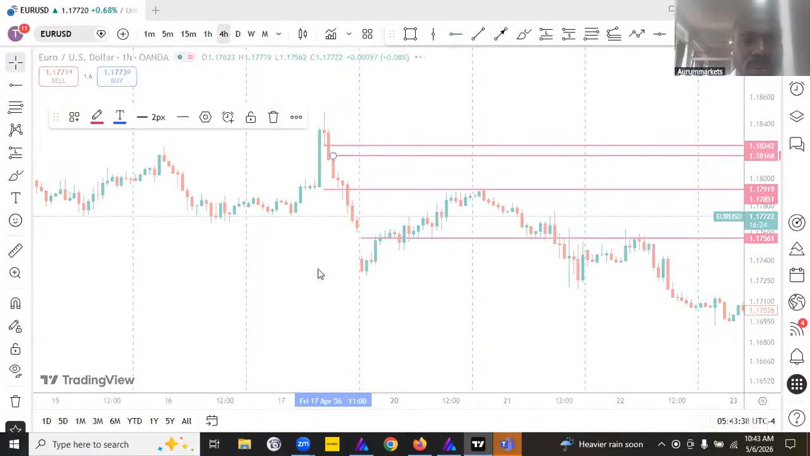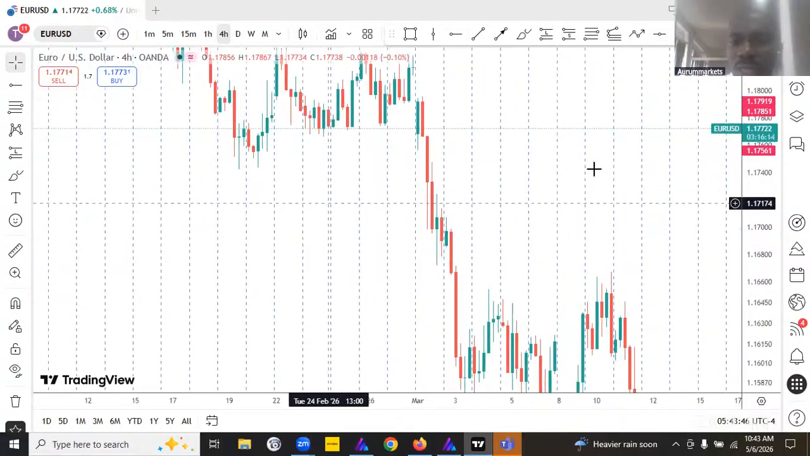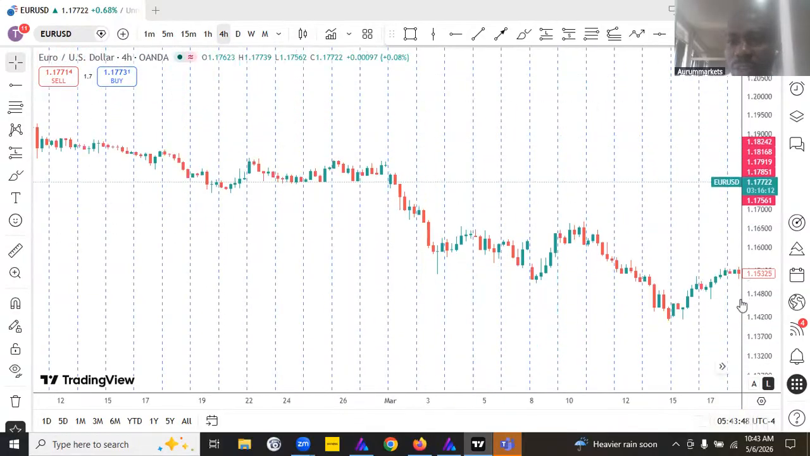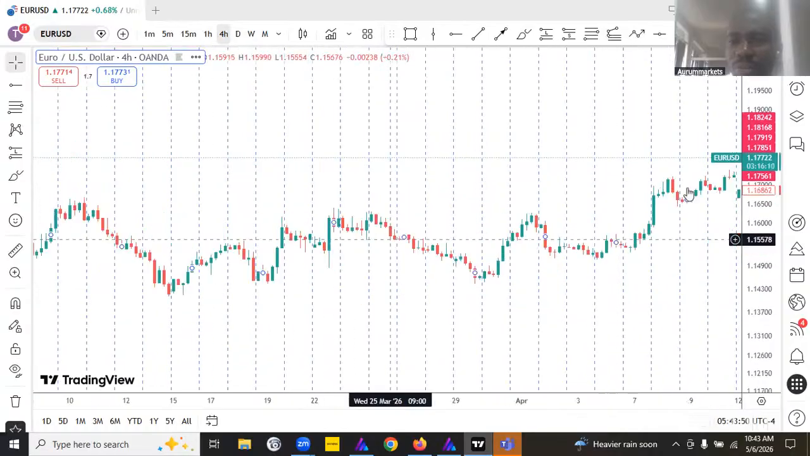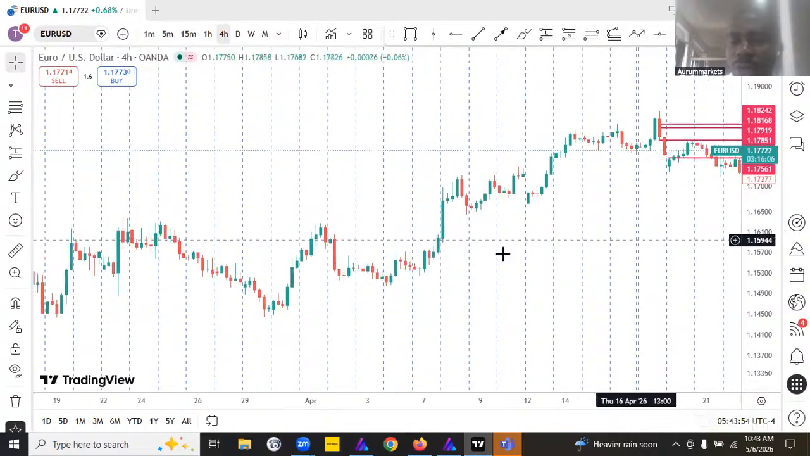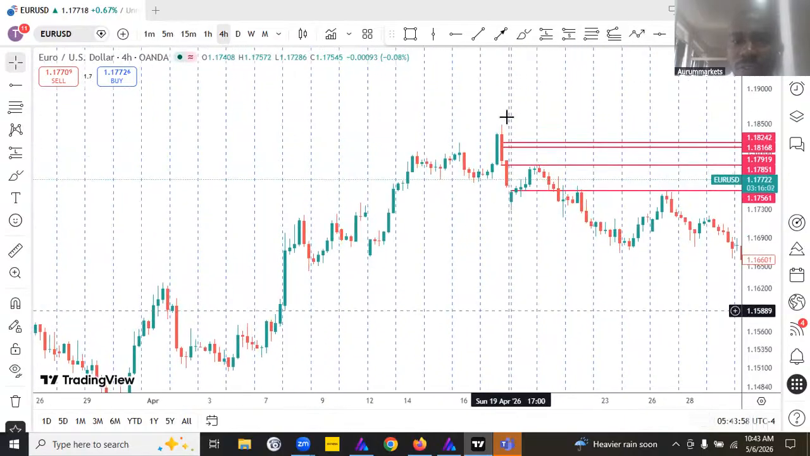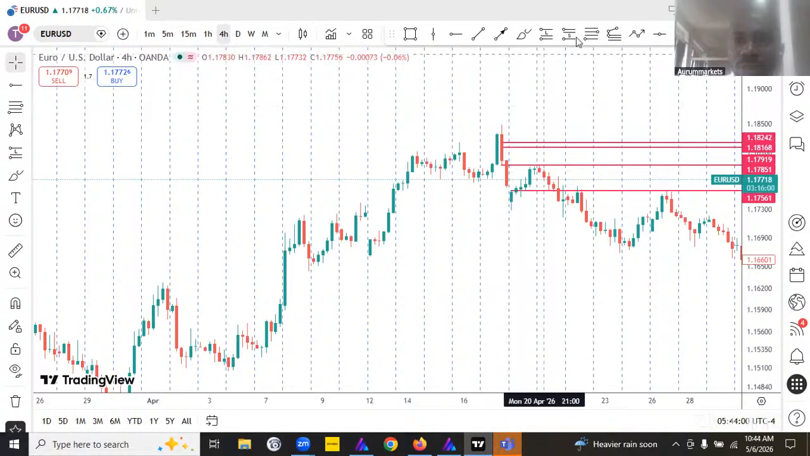I think we have a breaker block. Let's see. If there is a breaker block on the 4-hour or 1-hour time frame, then they might not get to that fair value gap. Okay, on the 4-hour, you can see we have this breaker block, so they might not get to it.